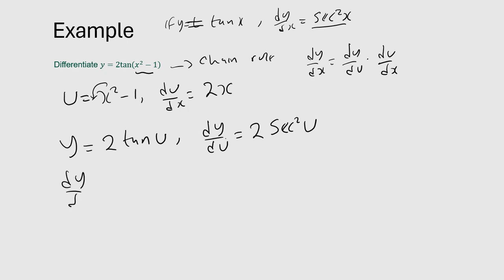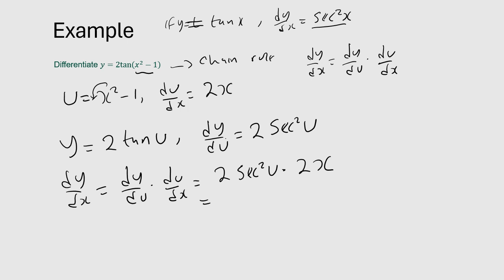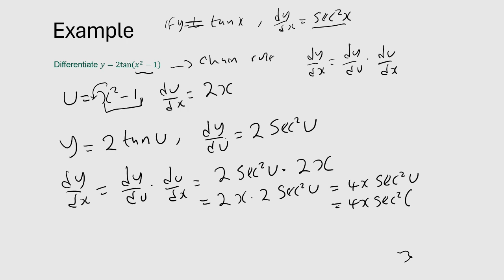Then we can use our formula, dy over dx is equal to dy over du times du over dx. This is 2 sec square u times du over dx, which is 2x. It's recommended to put this one behind, so it will be 2x times 2 sec square u, and 2x times 2 is just 4x sec square u. Instead of u, we substitute back x square minus 1, so this is 4x sec square of x square minus 1. That's all.